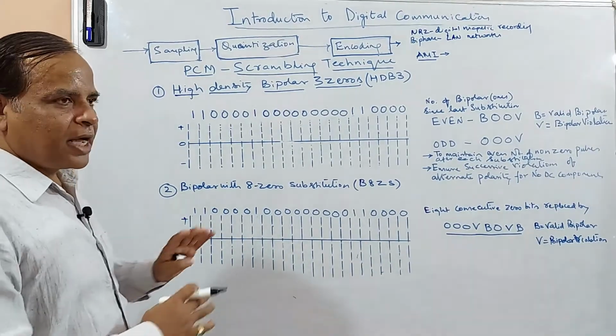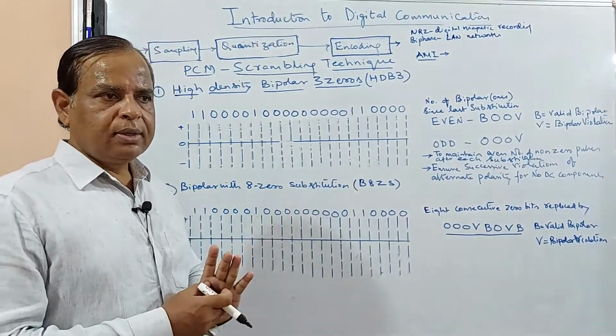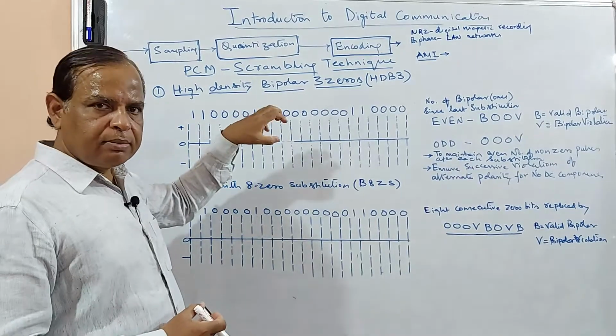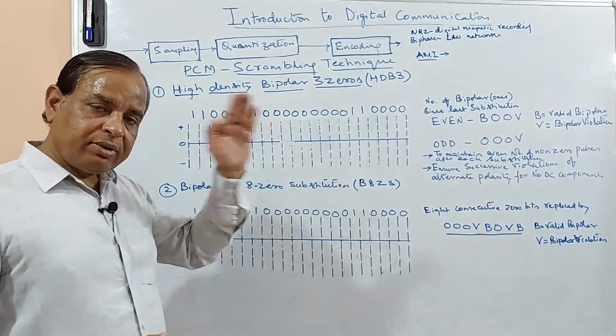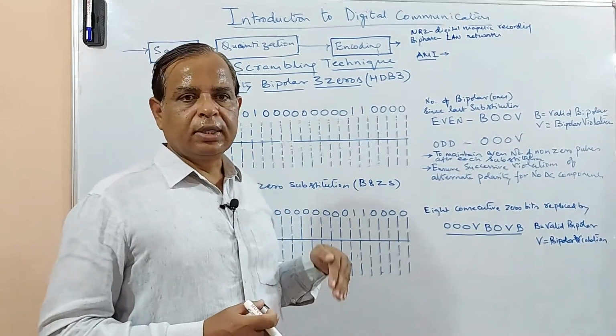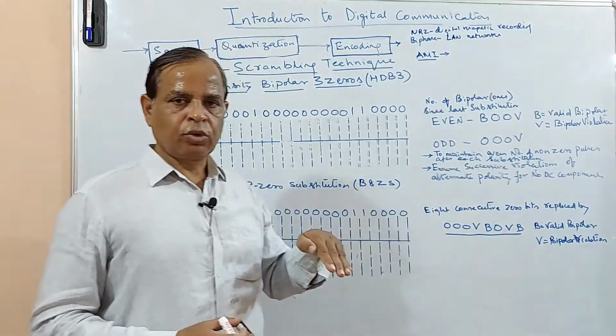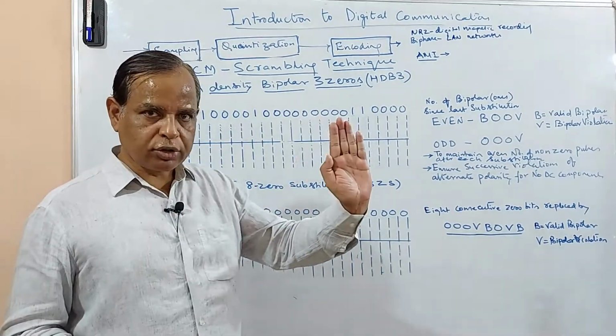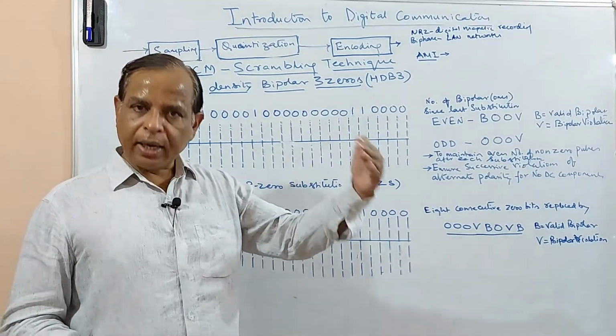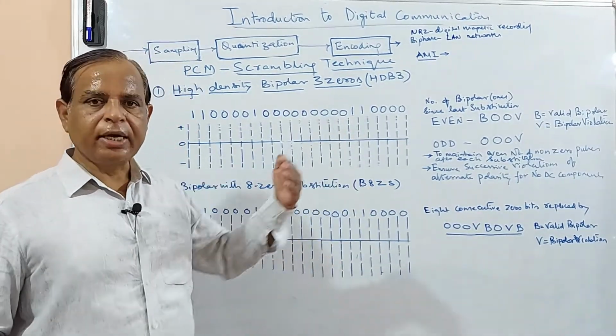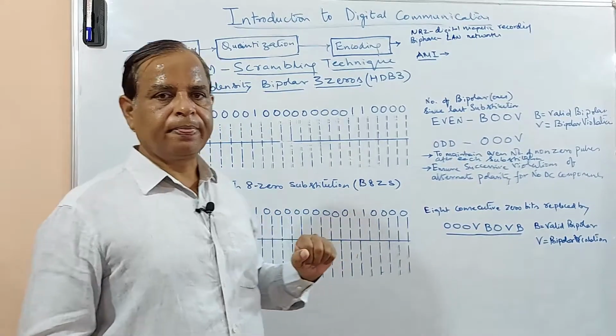The transmitter introduces some codes into this, and the receiver is also aware of this. Whenever it finds this kind of code, it understands that there were consecutive 4 zeros, and this code is to be replaced back with the zeros. That understanding is there between the transmitter and the receiver.